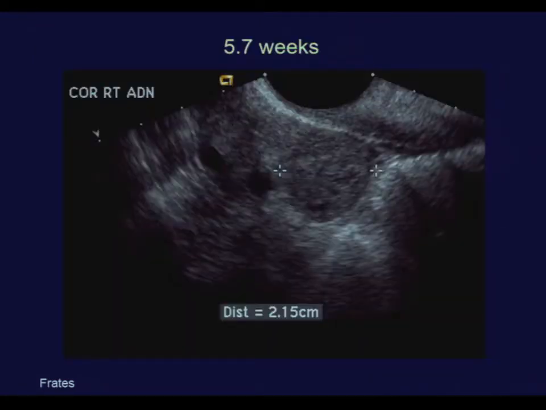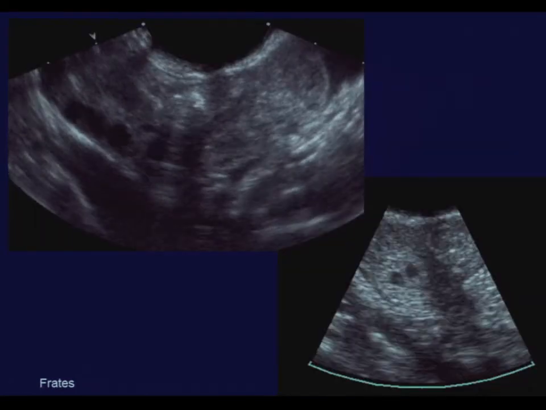Here's a patient with a typical complex adnexal mass. We can see the right ovary here and the uterus here, and this 2 centimeter solid mass between the ovary and the uterus in a 5.7 week patient, highly suspicious for ectopic pregnancy if there is nothing in the uterus.